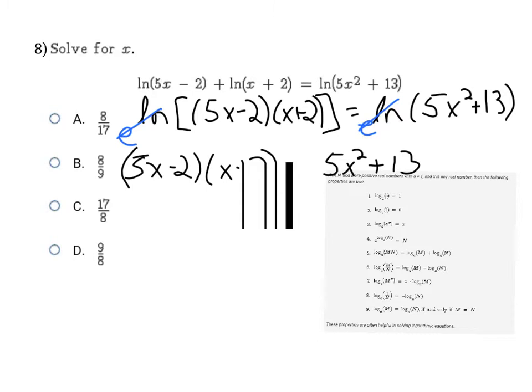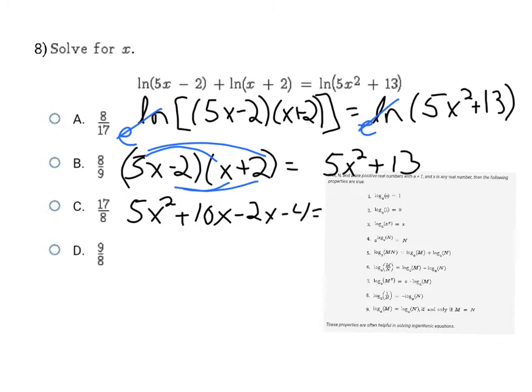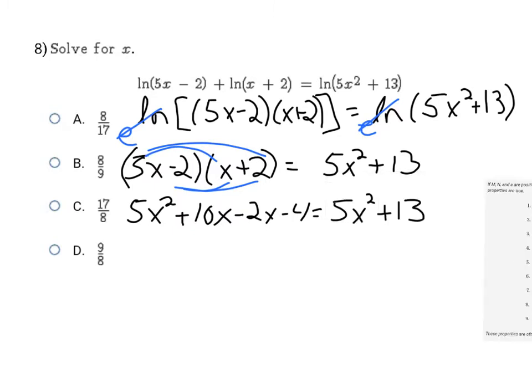And so now I'm just going to solve for x. So the first thing I'm going to do is FOIL this out. 5x times x is 5x squared. And then 5x times 2 is a plus 10x. And then a minus 2 times x is a negative 2x. And then negative 2 times 2 is negative 4. And that's going to equal 5x squared plus 13.